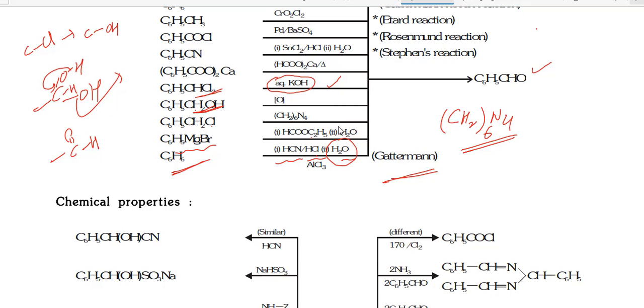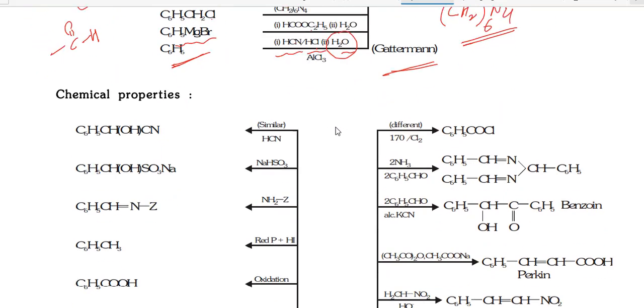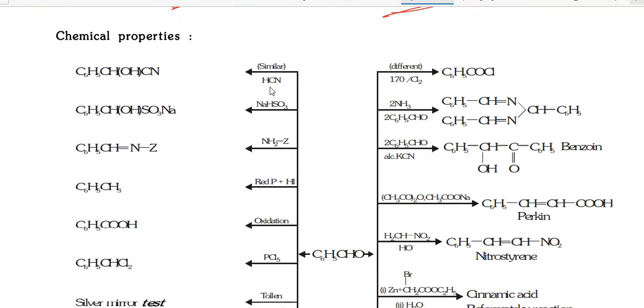We can prepare benzaldehydes. Next, chemical properties of benzaldehyde. Benzaldehyde reacts with HCN. The benzaldehyde structure has a C double bond O. HCN gives H plus and CN minus. CN minus will attack here, and H will attack here.